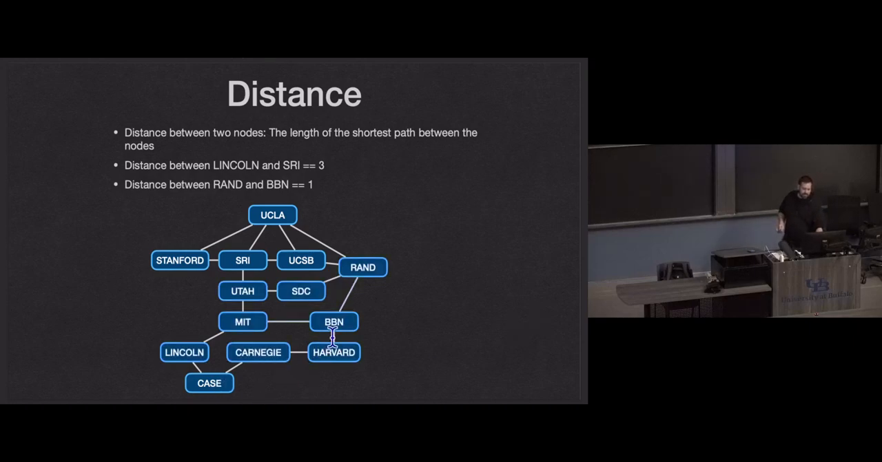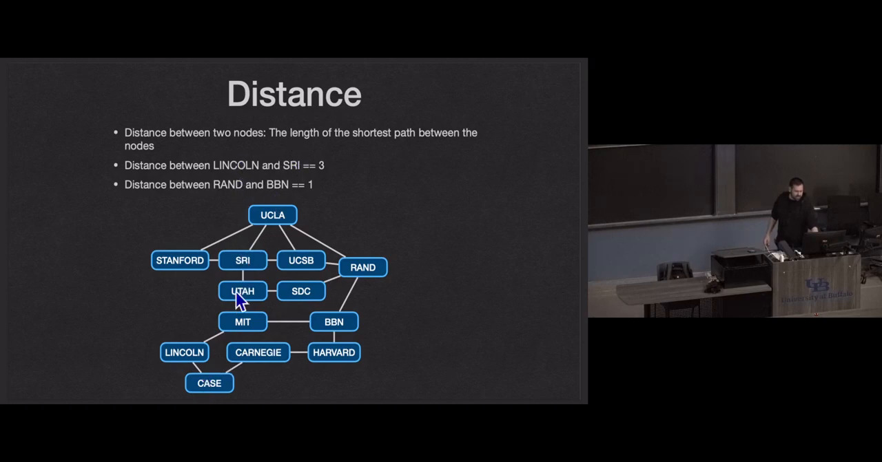Between case and BBN, the distance is 3. I can find a path of length 3 connecting them, 1, 2, 3. And I can actually find two of them. We have two paths that are a shortest path between these two nodes. So their distance is 3 because as hard as I try, I'm never going to find a path of length 2 connecting those two nodes. It just doesn't exist in this graph. So the distance is 3.